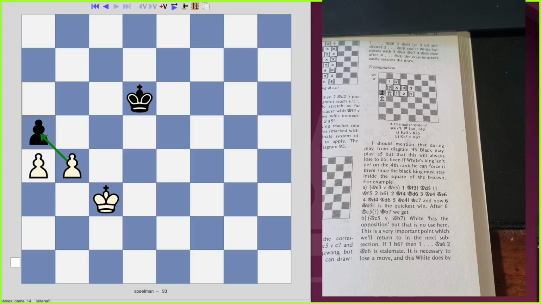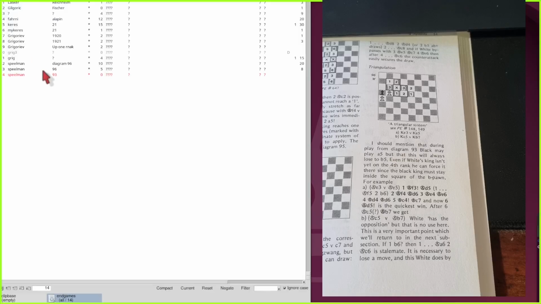But that this will always lose to b5. Even if the White king isn't yet on the fourth rank, he can force it there, since the Black king must stay inside the square. So we're going to look at two issues today.